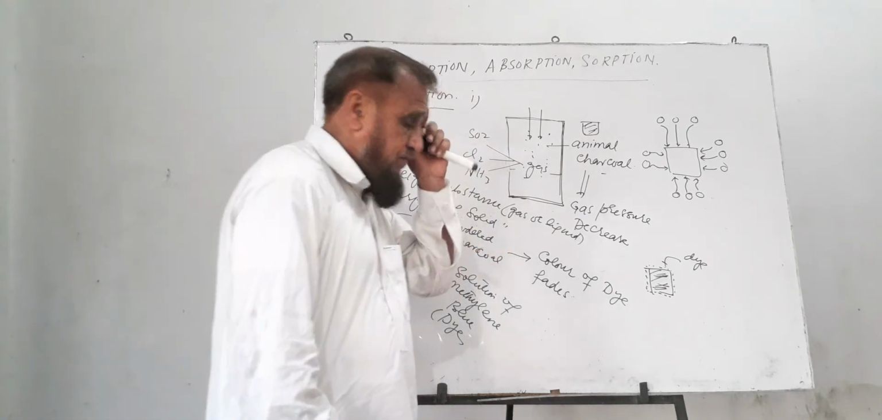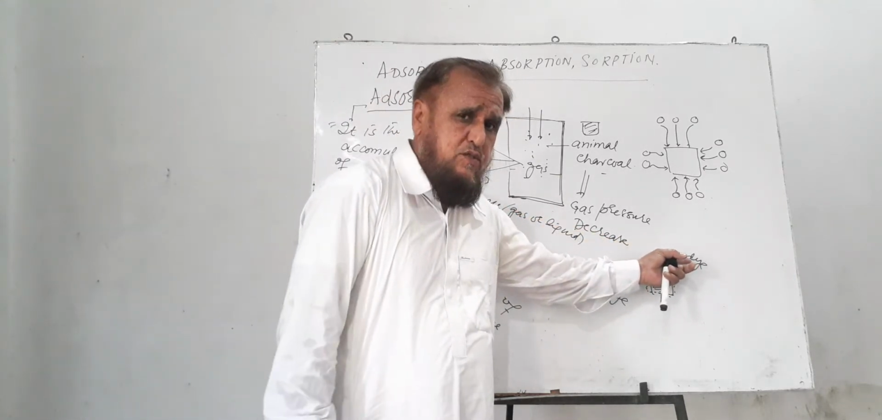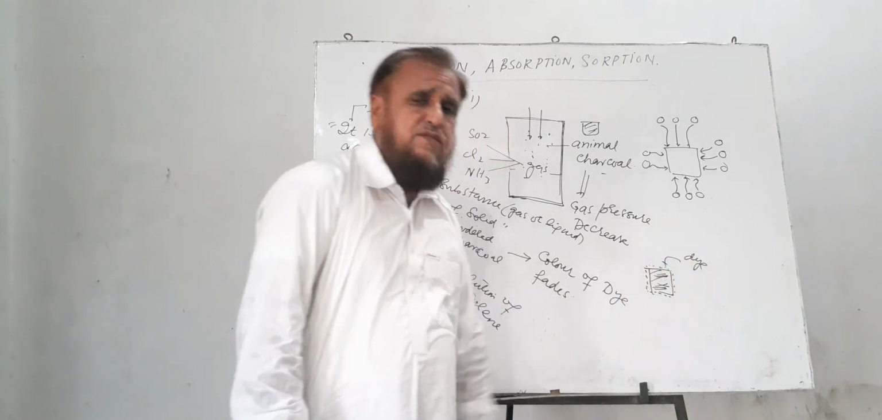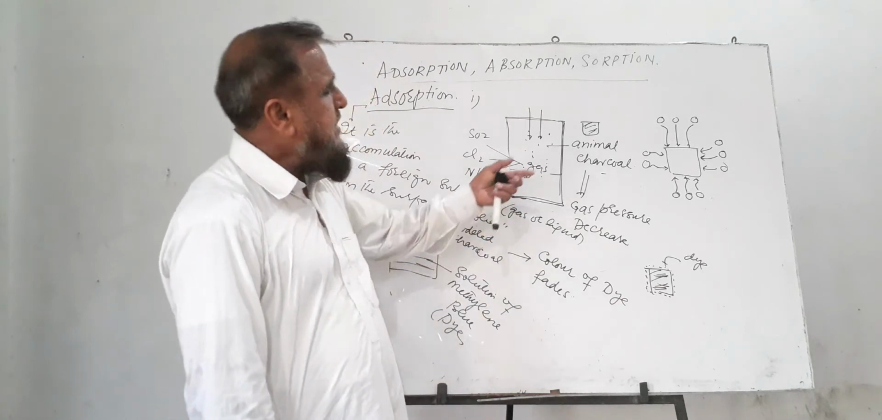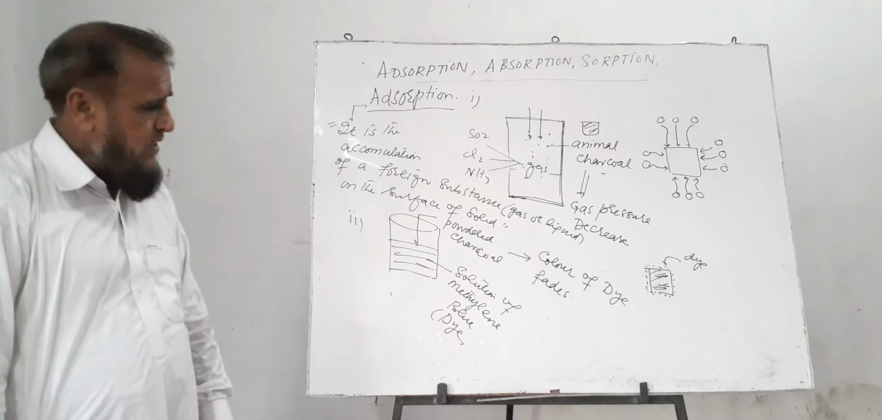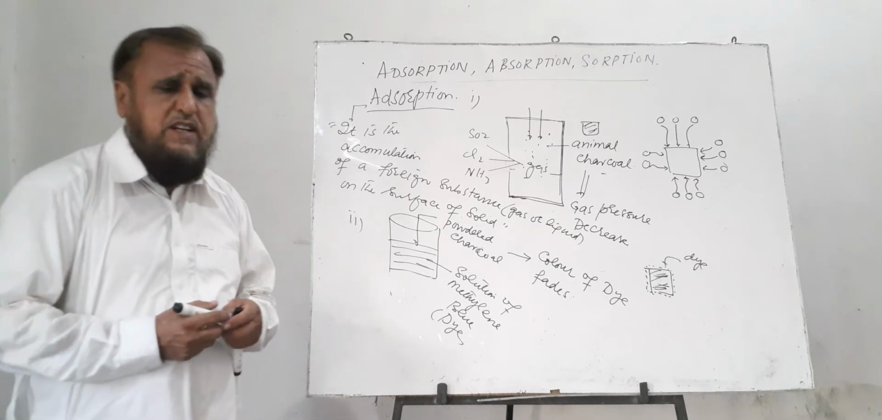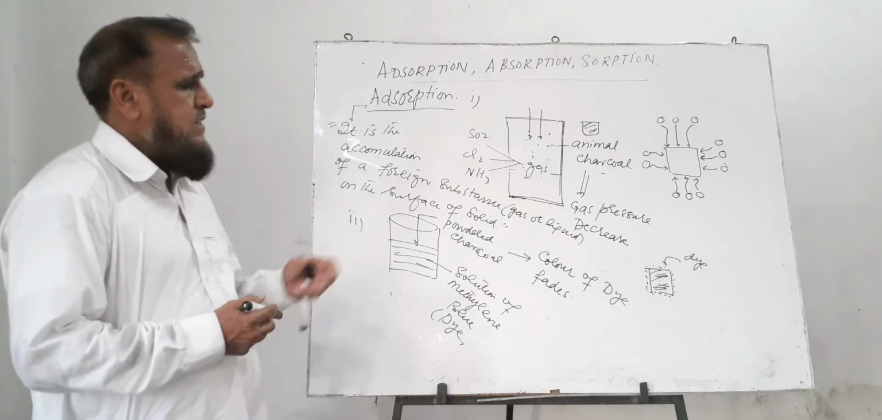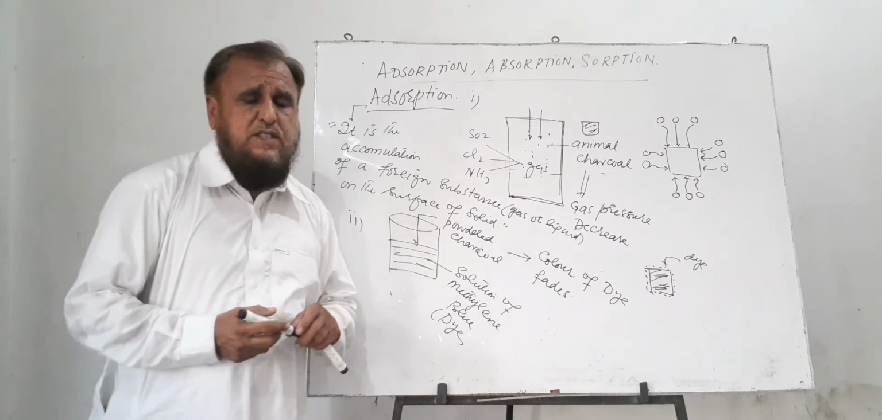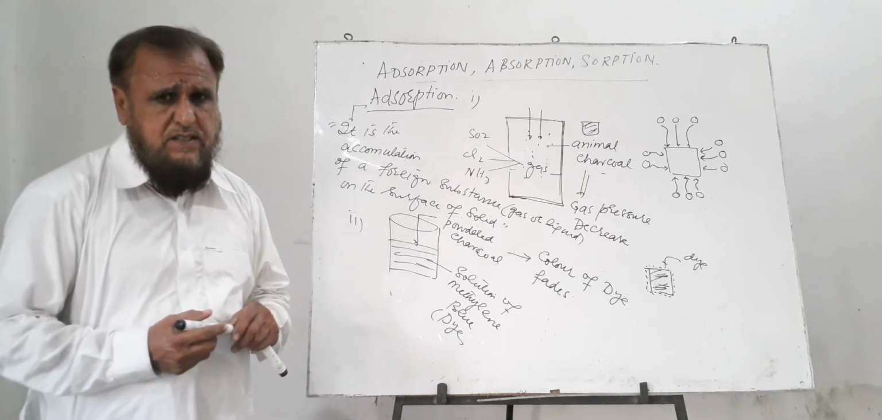In this case, the dye is in the form of a solution, so it is considered to be the liquid phase. A liquid is concentrating on the surface of a solid. In the first example, a gas was accumulating on the surface of a solid. So this phenomenon in which a liquid or a gas accumulates on the surface of a solid is known as adsorption. Surface accumulation of a foreign substance on a solid is known as adsorption.